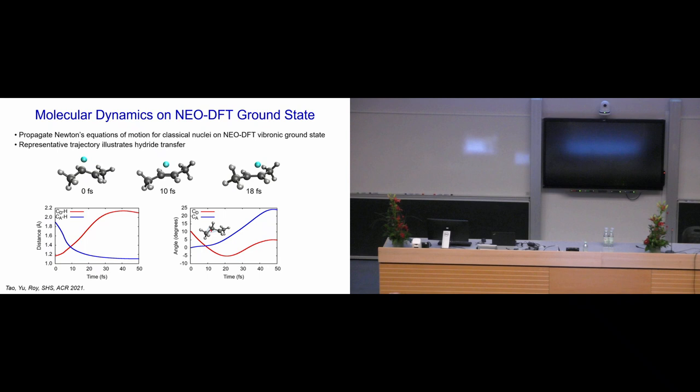Now we can also do molecular dynamics on the NEO-DFT ground state. So we can just propagate Newton's equations of motion on the NEO-DFT vibronic ground state. So now it's a vibronic ground state, it's not an electronic ground state. And this is a representative trajectory of that same hydride transfer. You can see the hydride moves from the donor to the middle to the acceptor. And we plot the expectation value of the hydrogen relative to the donor and the acceptor here. We can see it's moving away from the donor, the red curve, and toward the acceptor, the blue curve. We can also plot that planarity angle and see that indeed that is driving hydride transfer.